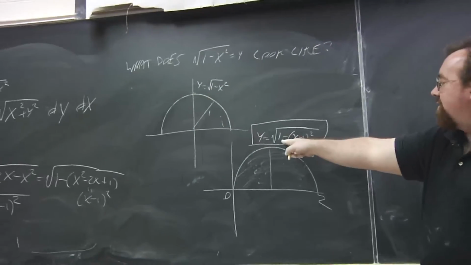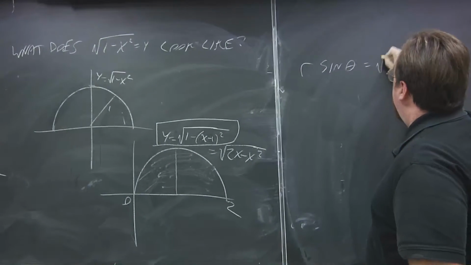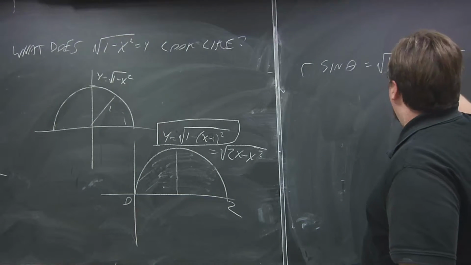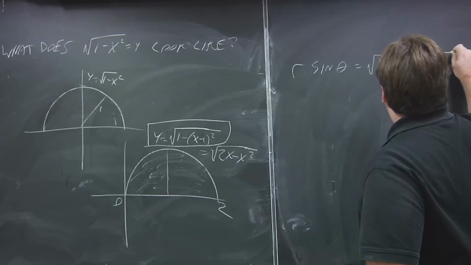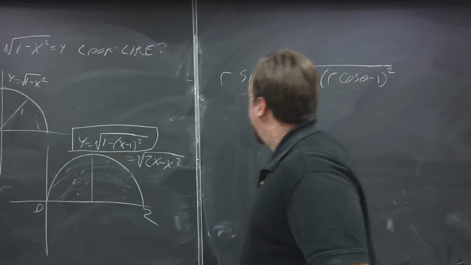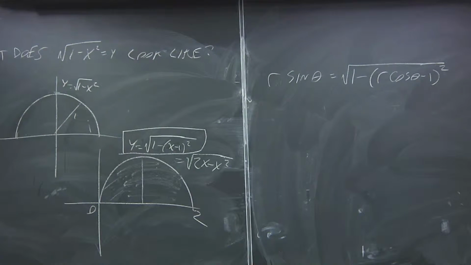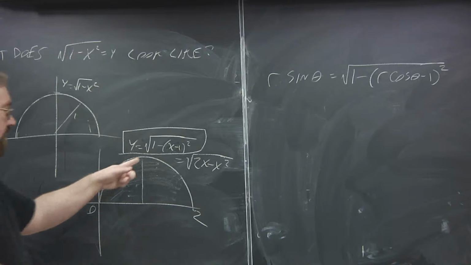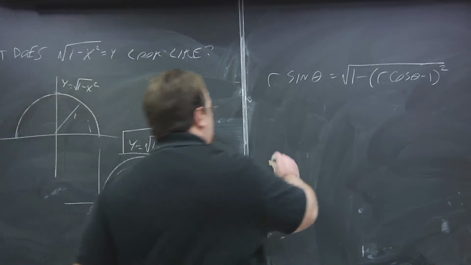If we write this in terms of polar coordinates, we get r sine theta is equal to the square root of 1 minus (r cosine theta minus 1) squared. We'd like to use this to get a handle on, to describe this curve using what's called a polar equation. So this is our goal.